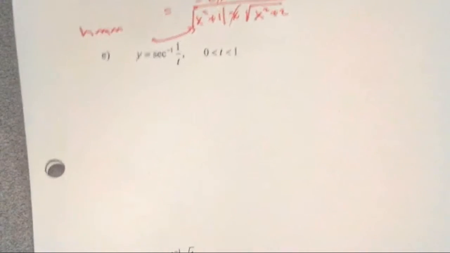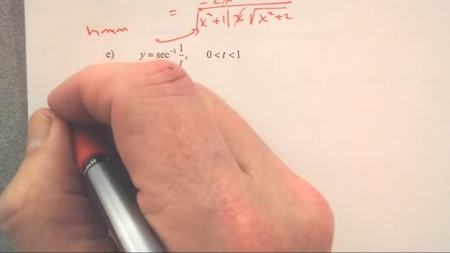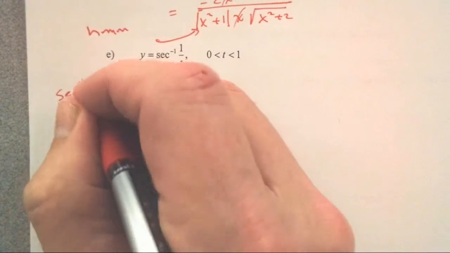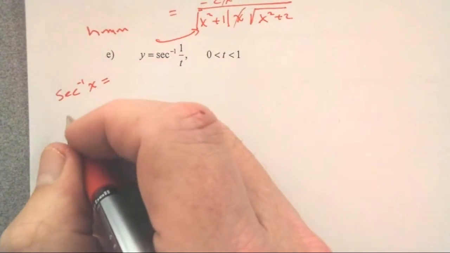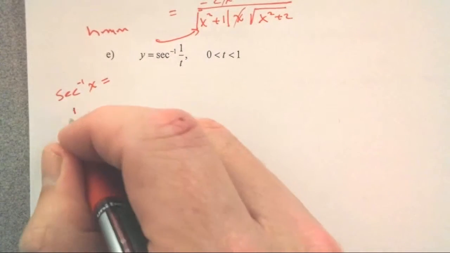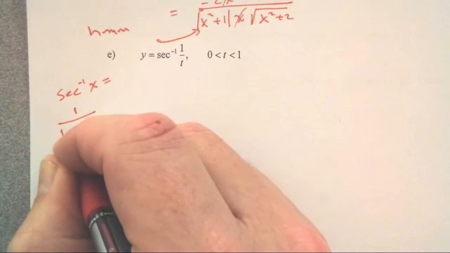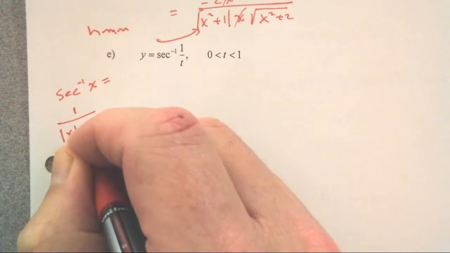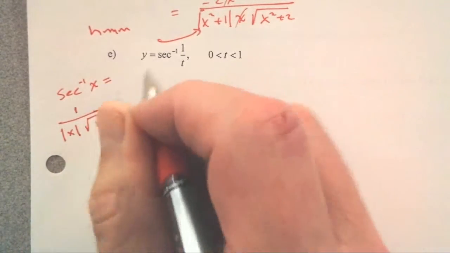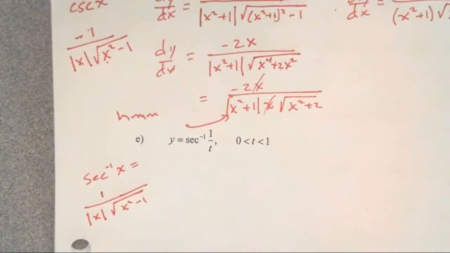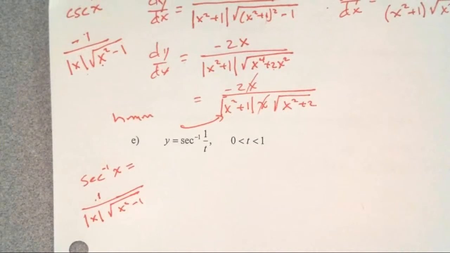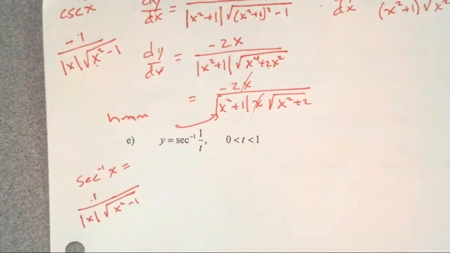Okay, let's take a look at E. E, I'm going to jot it down again here, this time right. Secant inverse of x, given on the previous page, basically tells us that we end up with 1 on absolute value of x times square root of x squared minus 1. It's just like cosecant, except positive. So if we know one, we know the other, and the co includes the negative.